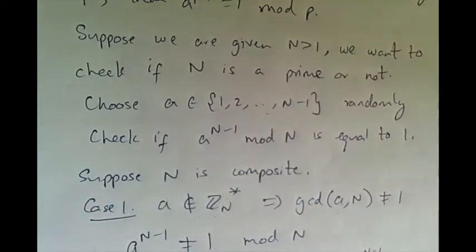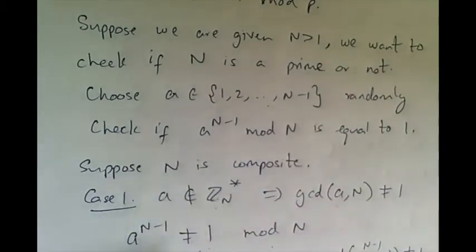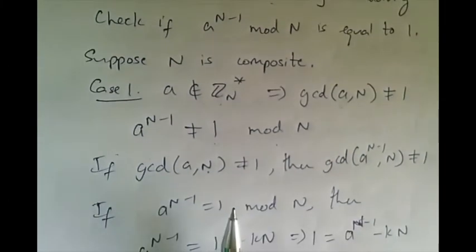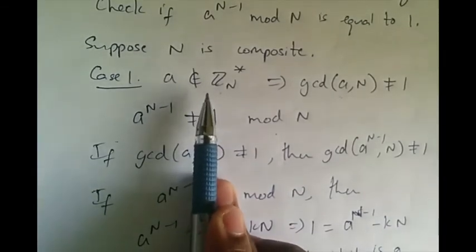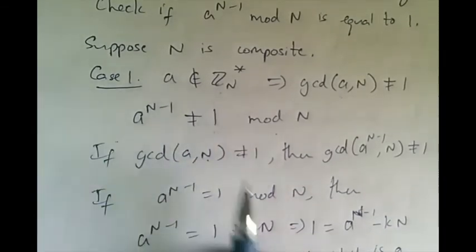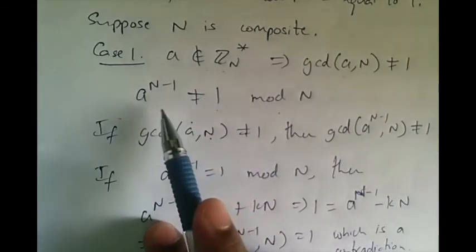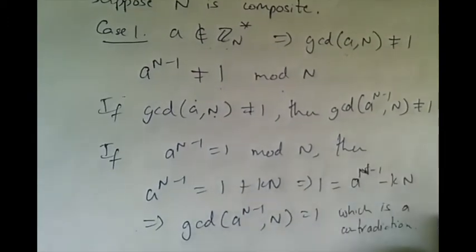We said we'll look at the case when n is composite, because if n is prime, then this will always be 1. So if n is composite, we are trying to see if this strategy will give us what we want. Can we build it into a primality testing method? For the case when A is not in Zn star, it will tell us that n is not a prime, because A raised to n minus 1, we argued just now, is not equal to 1 mod n.